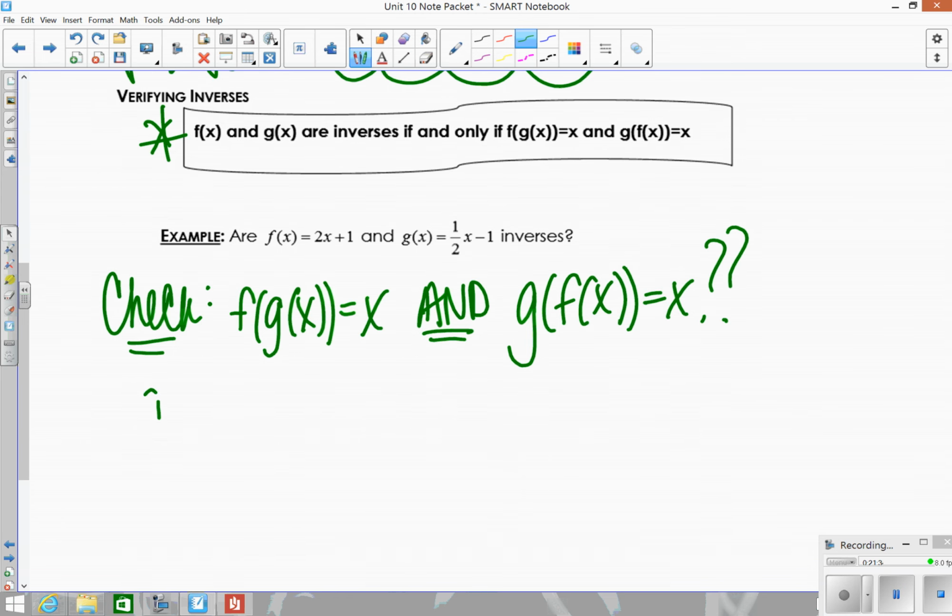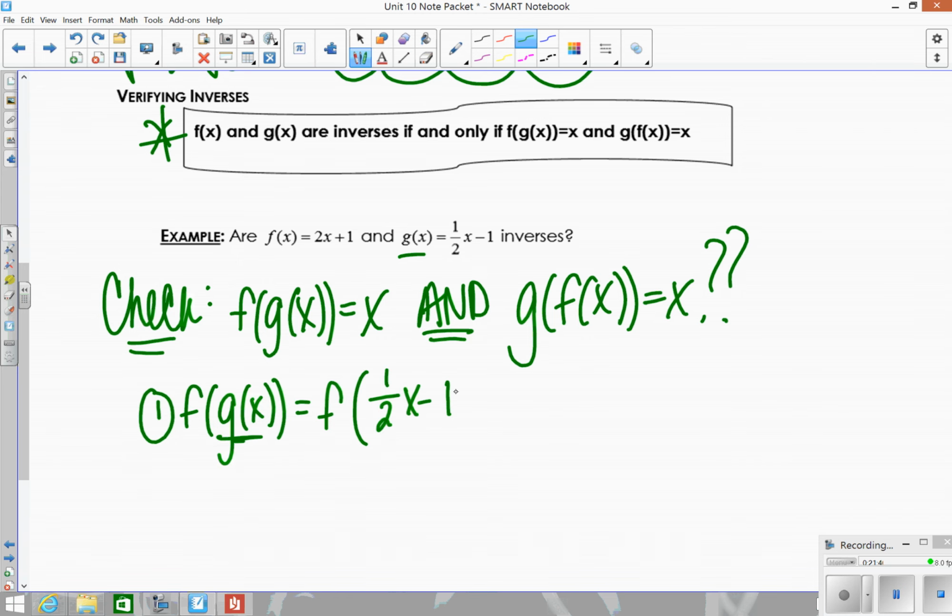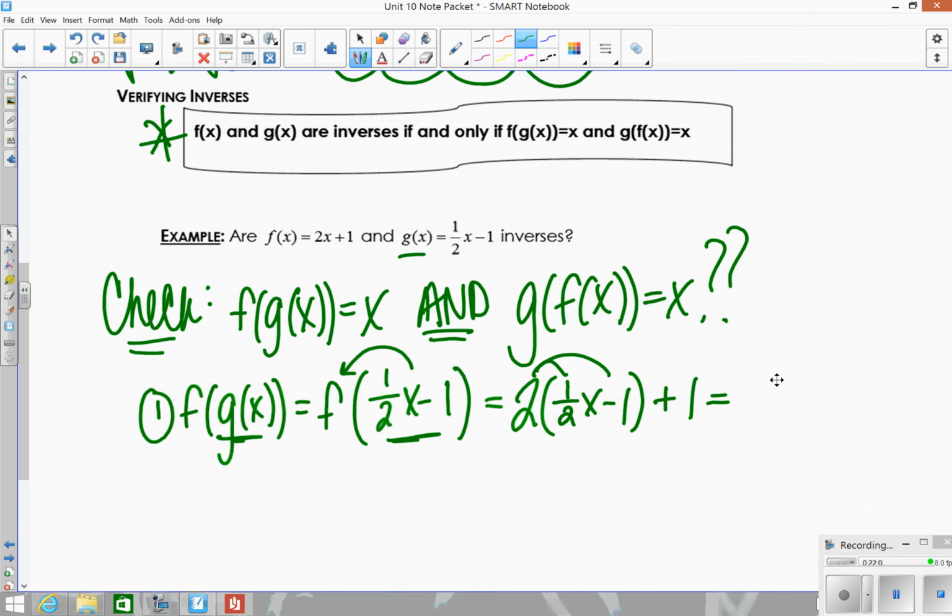So first we're going to do f of g of x. You plug in g of x, because remember we work inside out. So we have 1/2 x minus 1. And then we're going to take that and plug it into function f. Function f is 2x plus 1, so I'm going to put parentheses instead of x, plus 1. Replace what's in parentheses with 1/2 x minus 1. Let's simplify this. Distribute that 2. We get x, and we get minus 2 plus 1. So we end up with x minus 1, which does not equal x.